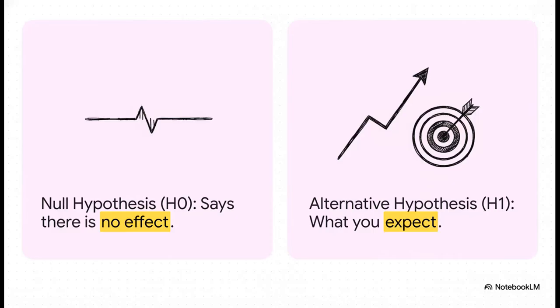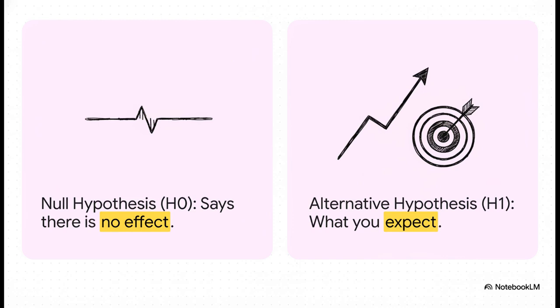And finally, Step 4. When you're gearing up for statistical testing, you actually need to build two forms of your hypothesis. The alternative hypothesis, which we call H1, is what you actually expect to happen, like increasing study time leading to higher scores. But you also need the null hypothesis, H0. The null says there is absolutely no effect or relationship, like study time has zero effect on exam scores.